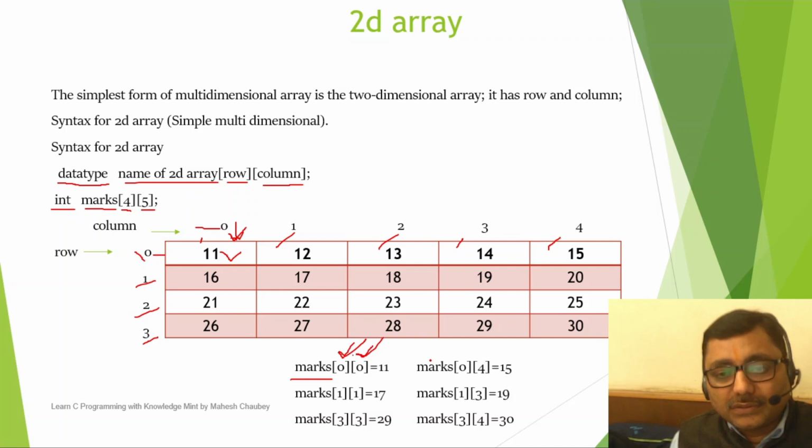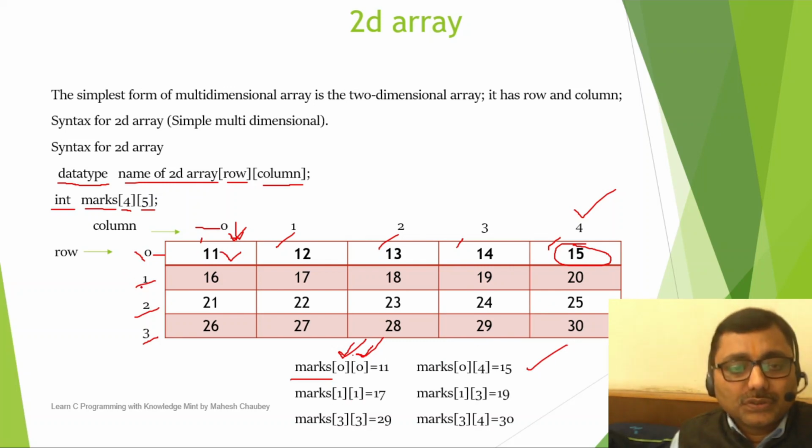If I say 0 4, it means the index of the row is 0 and 4 is the column number. So I will be able to target this 15. Then if I say 1 1, it means the index for row is 1, the index for column is 1. I will be targeting this 17.